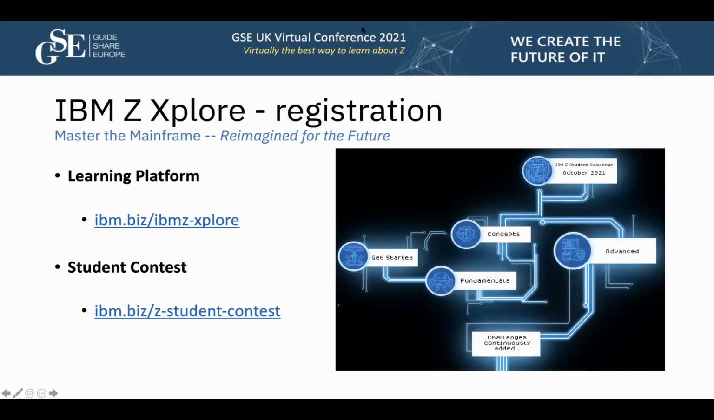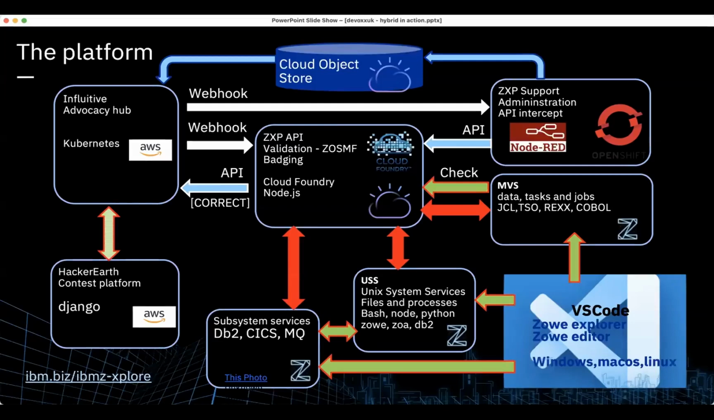So a quick review of where we are. I'll just show you what we've been talking to people about in this environment, where we're on the DevOps UK show. This is the kind of technology platform, so you get an idea of what's going on. The core part here is the Influitive Advocacy Hub. That's where we've implemented IBM Z Xplore. Last year's Master the Mainframe was implemented on the same platform. We've extended that this year.